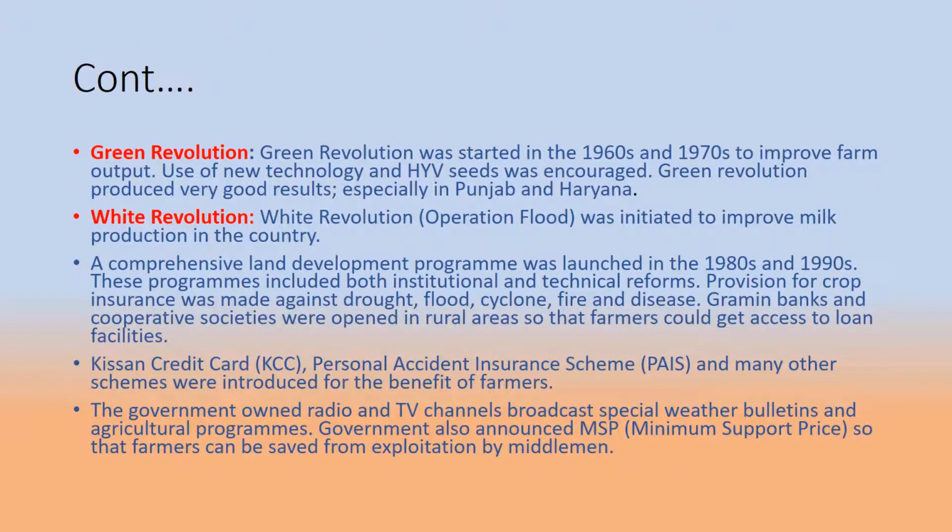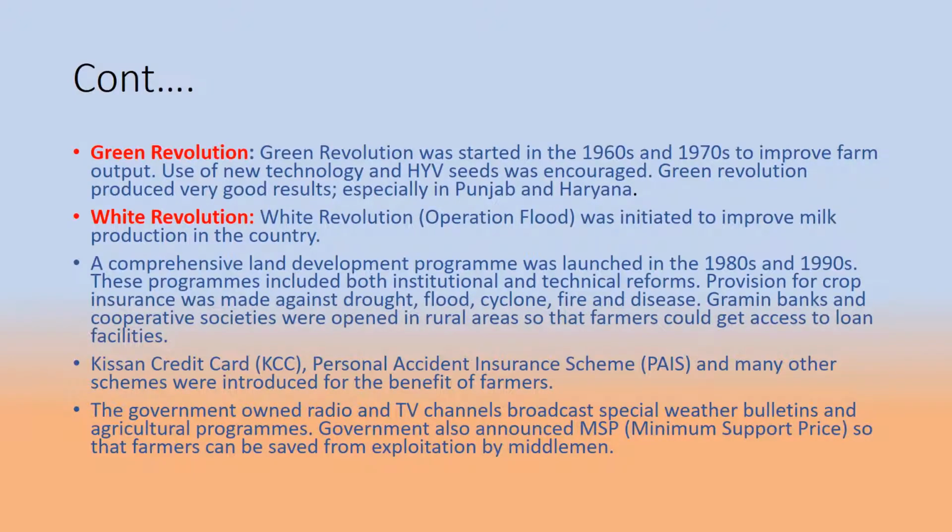Green Revolution. Green Revolution was started in the 1960s and 1970s to improve farm output. Use of new technology and HYV seeds was encouraged. Green Revolution produced very good results, especially in Punjab and Haryana. White Revolution. White Revolution, Operation Flood, was initiated to improve milk production in the country.